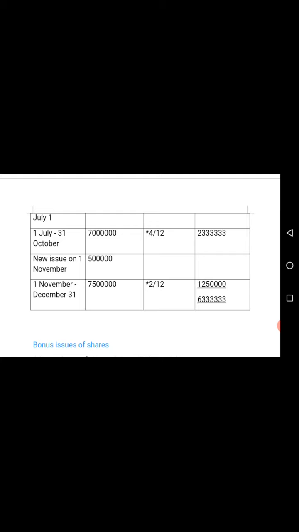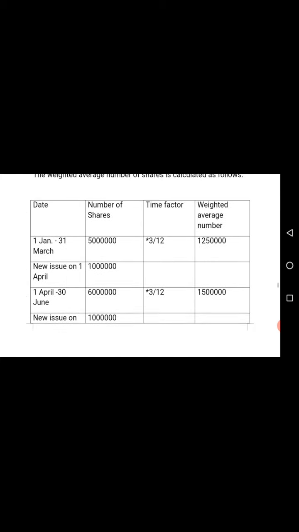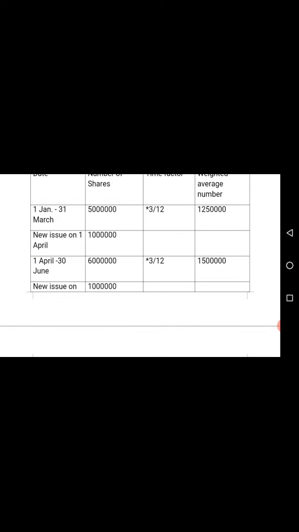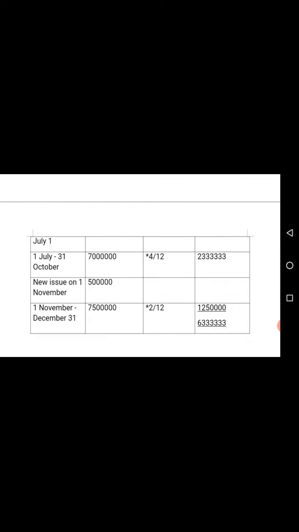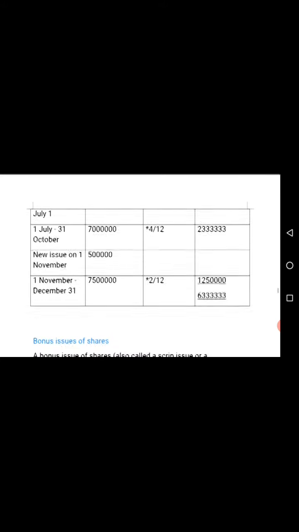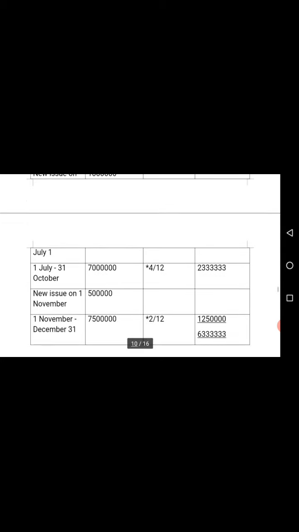7,500,000, 7.5 million. You do the same process. Now the total weighted average shares, you add 1.25 million plus 1.5 million, 1.5 million plus 2.33333 million plus 1.25 million. So in total we have approximately 6.3 million shares as the weighted average.